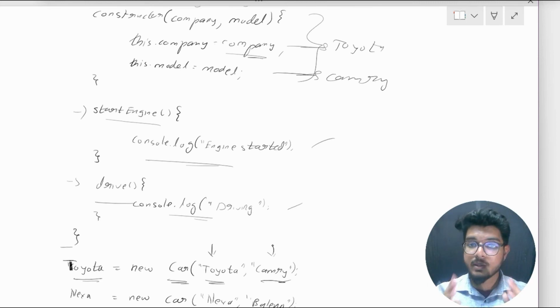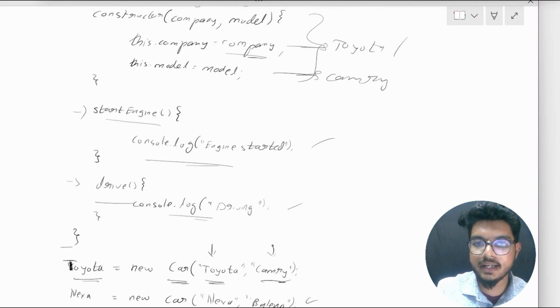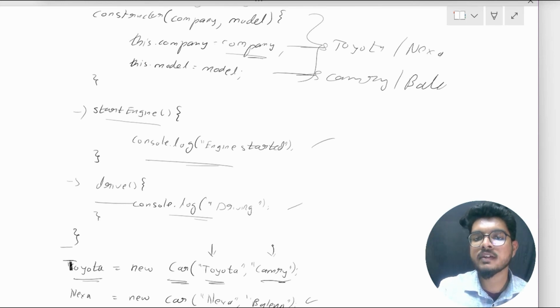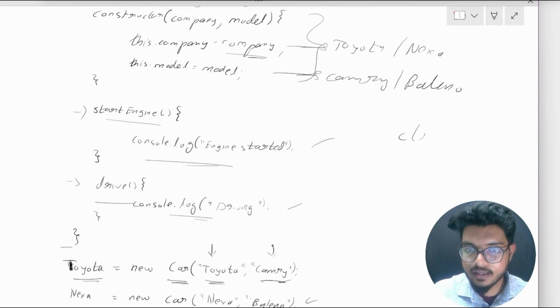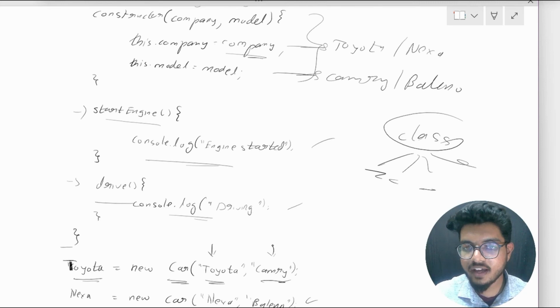In the same way, from the same class, as we have discussed, you can create multiple objects. In the same way, we have created a Nexa car as well. Nexa car is nothing but the company name is Nexa and the model name is Baleno. So from this you can tell that from one class you can create multiple objects with different values.